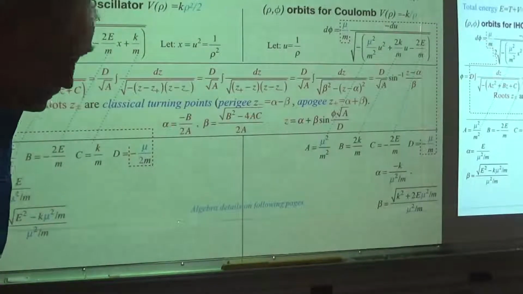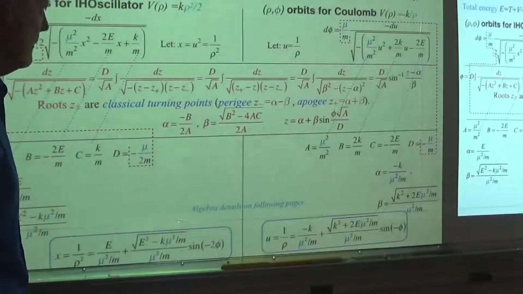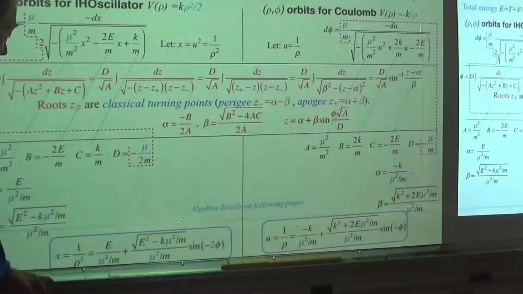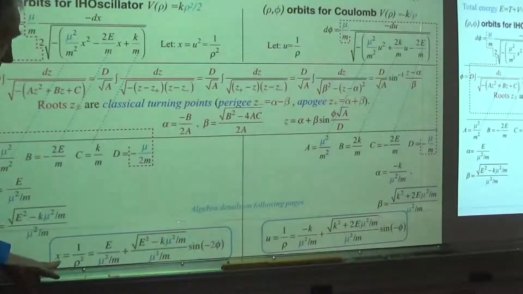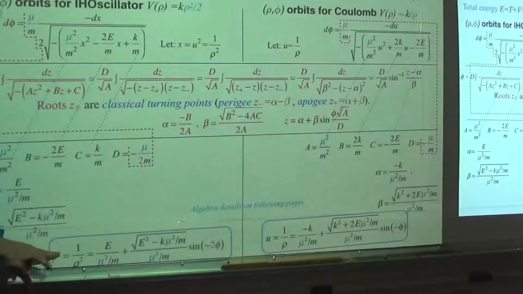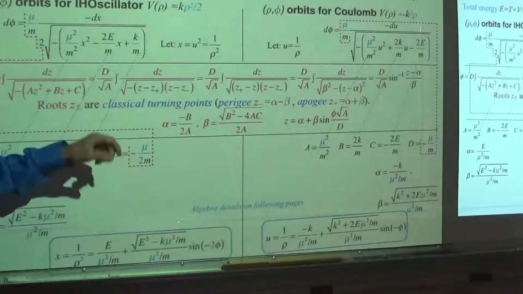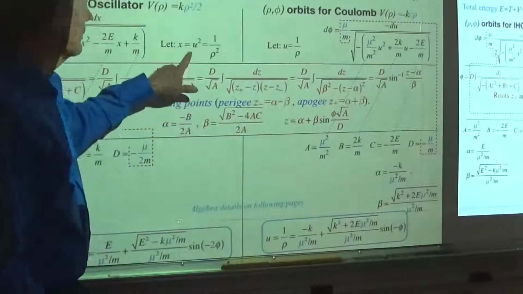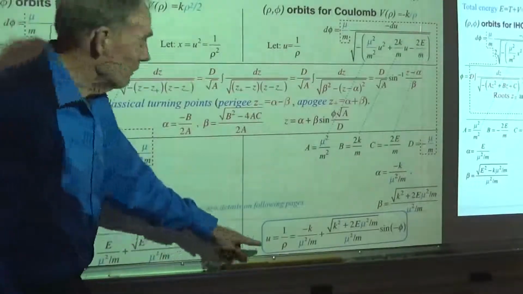Pretty neat, pretty neat. Okay, given the mess that this could have been, here's what we end up with when we look at the solution for x. Now remember, x is 1 over rho squared. Now this thing is u. U is just 1 over rho.